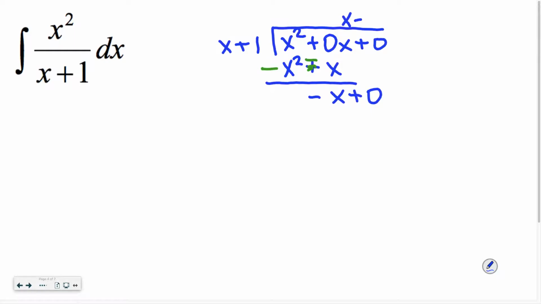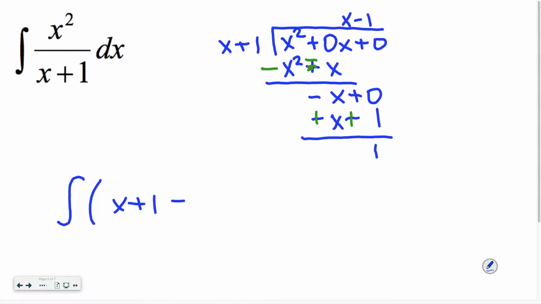So then -1 times x would give us the negative x. And since we're subtracting, our remainder is 1. That's what Anthony said. Well, it did the same thing as what you said. So we have the integral of x plus 1 plus 1 over x minus 1 dx.